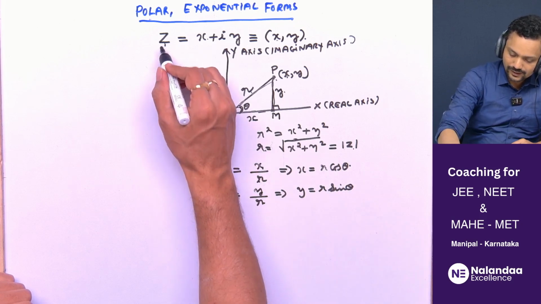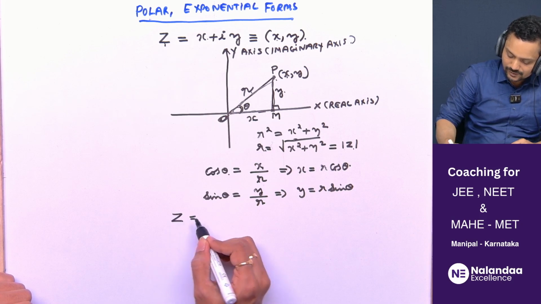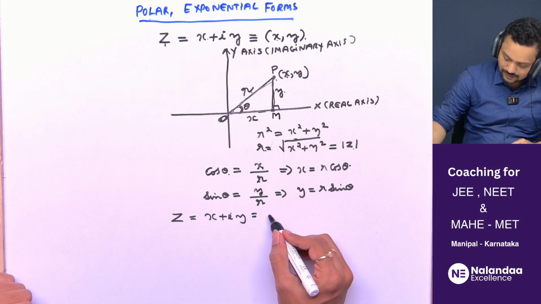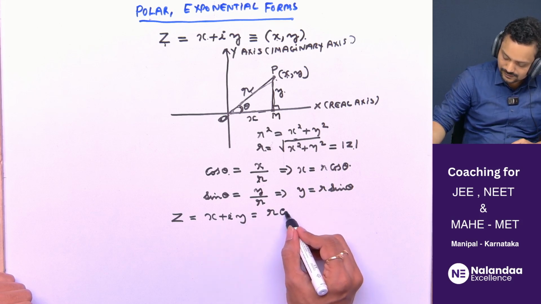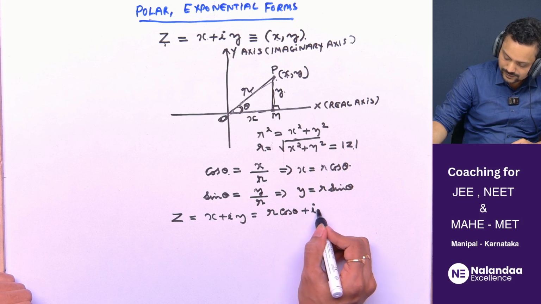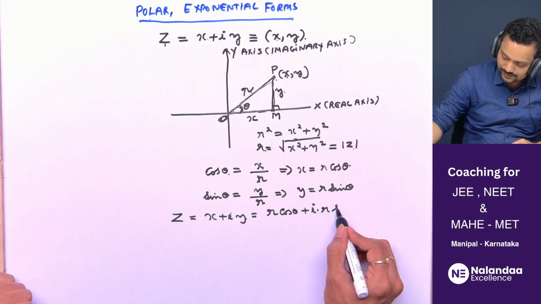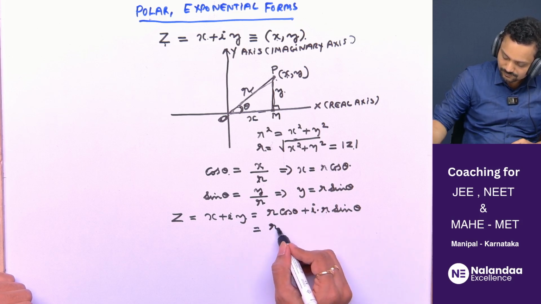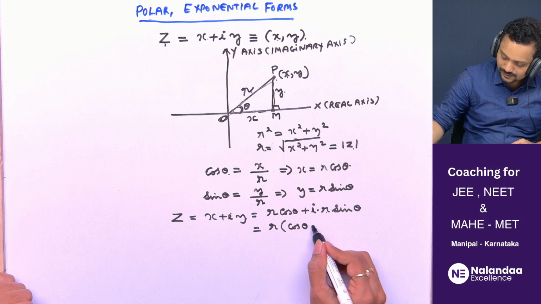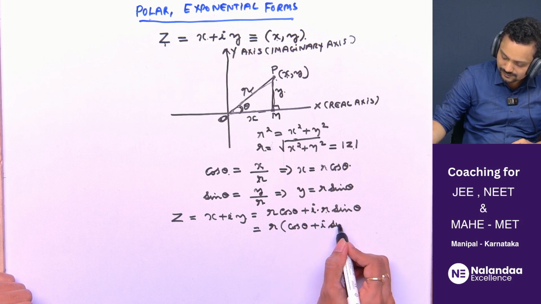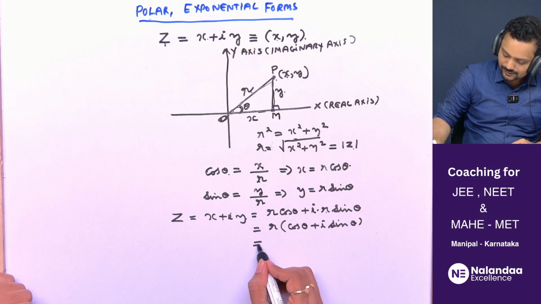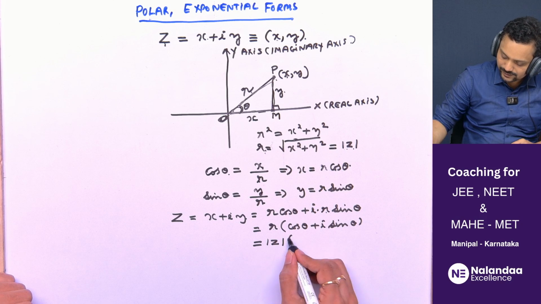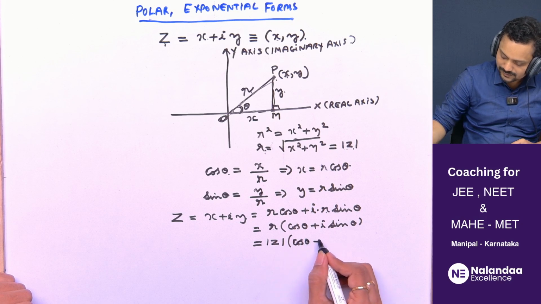Therefore, if you substitute back in z, z is equal to x plus iy. Here x is r cos theta plus i into y, which is r sin theta. Suppose you take this r common, I get r into cos theta plus i sin theta, and r is actually mod z. So therefore this is mod z into cos theta plus i sin theta.